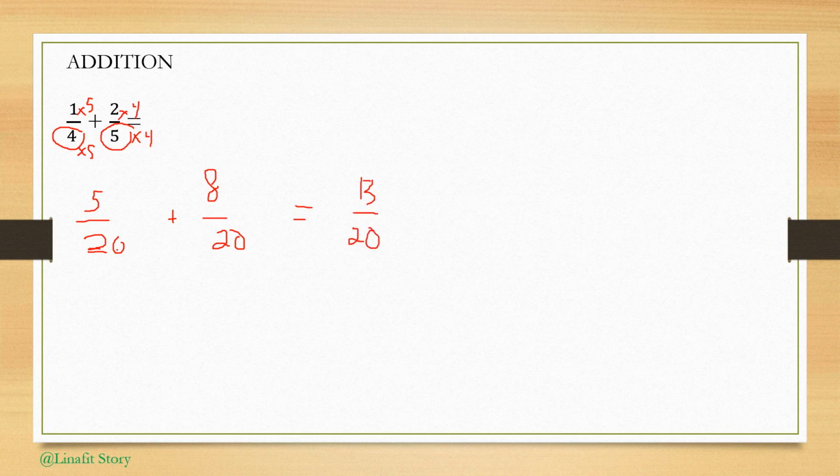So don't forget, this is out of 20, this is out of 20. So the answer is 13 out of 20. Do not give the answer as 13 out of 40. This is incorrect.